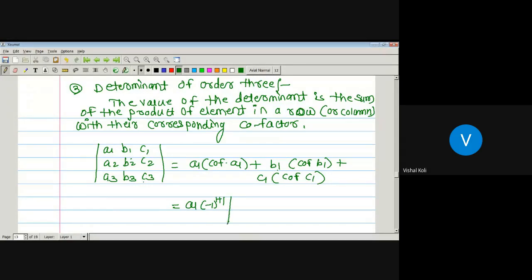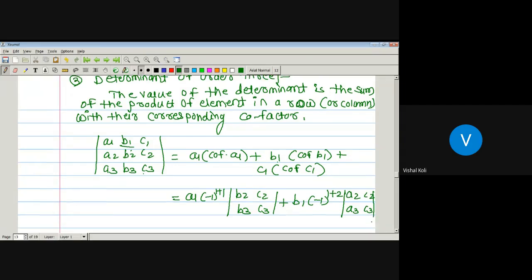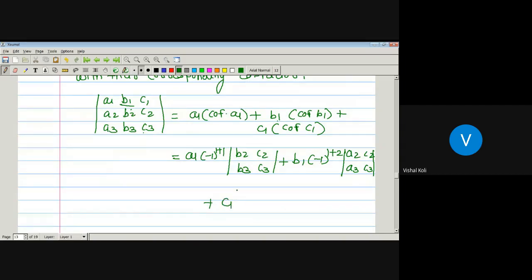Minor of A1 will be this one, that is B2 C2, B3 C3, plus B1 into its cofactor, that is minus 1 to the power 1 plus 2, as B1 is present in first row and second column, into its minor A2 C2, A3 C3, and plus C1 into minus 1 to the power 1 plus 3, as C1 is present in first row and third column, into its minor A2 B2, A3 B3.